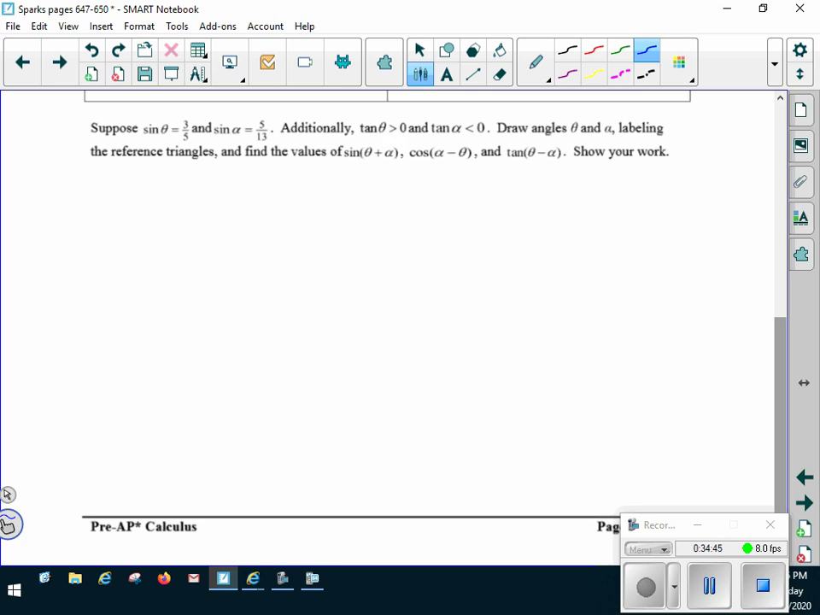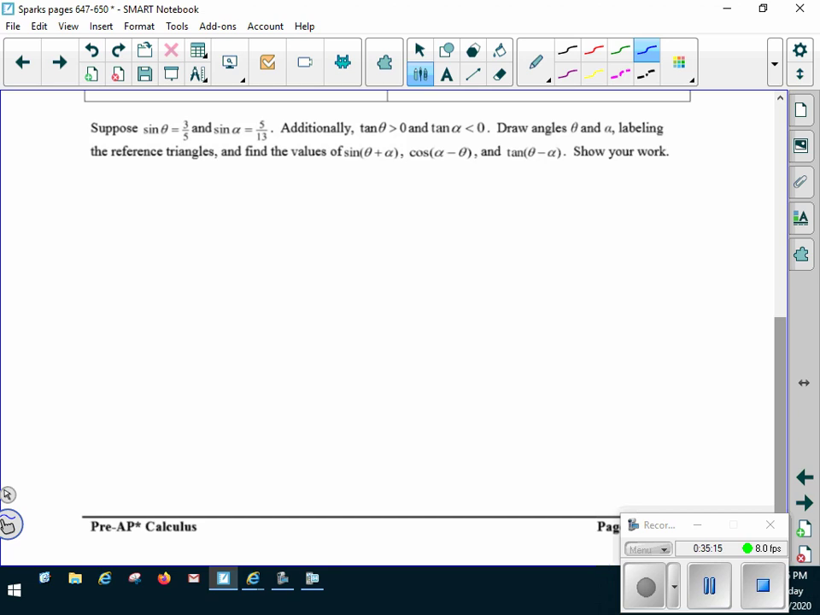Suppose the sine of theta is 3/5 and the sine of alpha is 5/13. Additionally, the tangent of theta is positive and the tangent of alpha is negative. Draw angles theta and alpha, labeling the reference triangles. We're going to stop right there. We need to draw those two angles and make the reference triangles.